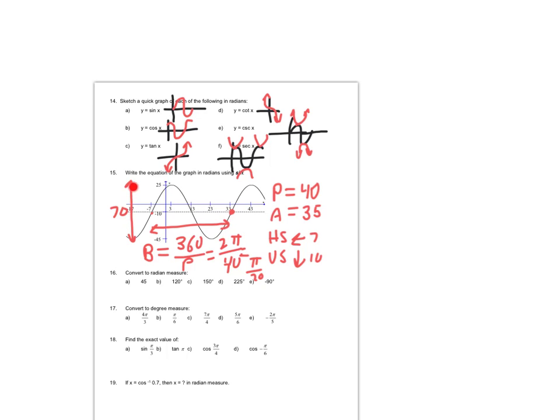The total vertical distance was 70. Half of that is the amplitude of 35. Horizontal shift of left 7. Vertical shift of down 10. And then we've got the b value, which is pi over 20.